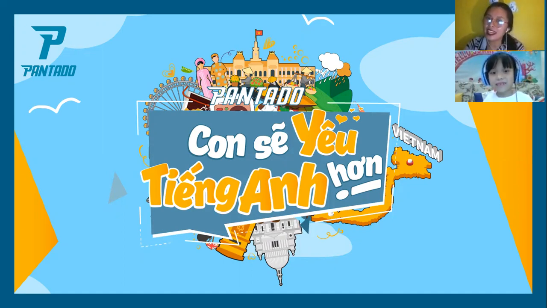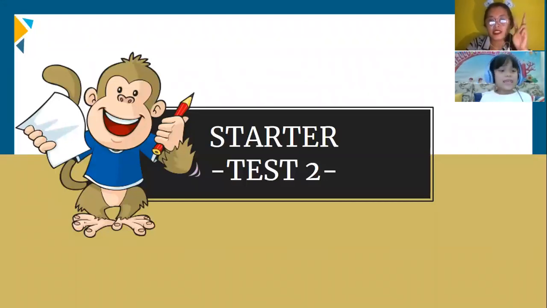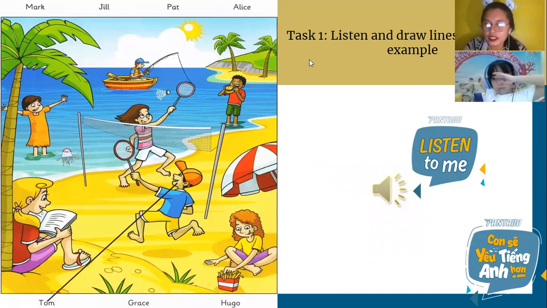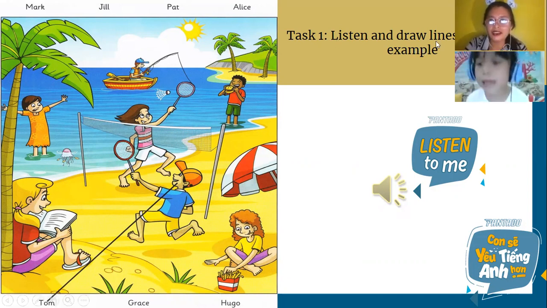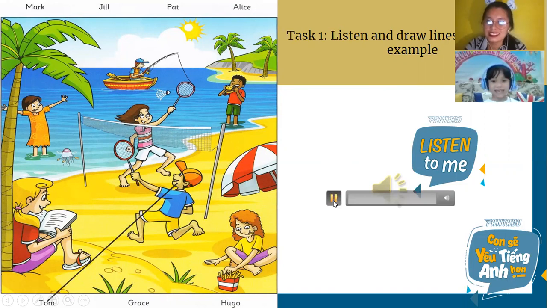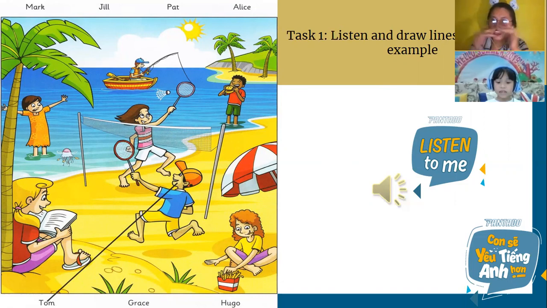Okay, so we will start now the test. For starter test two, first we will have listening. Let's have first listening. Listen to teacher. Listen to all lines. There is one example there. I'm going to play. Can you hear me? Can you see my screen very well? Okay, so I'm going to play now. You listen and write the answer in part one. Ready? Can you hear it?